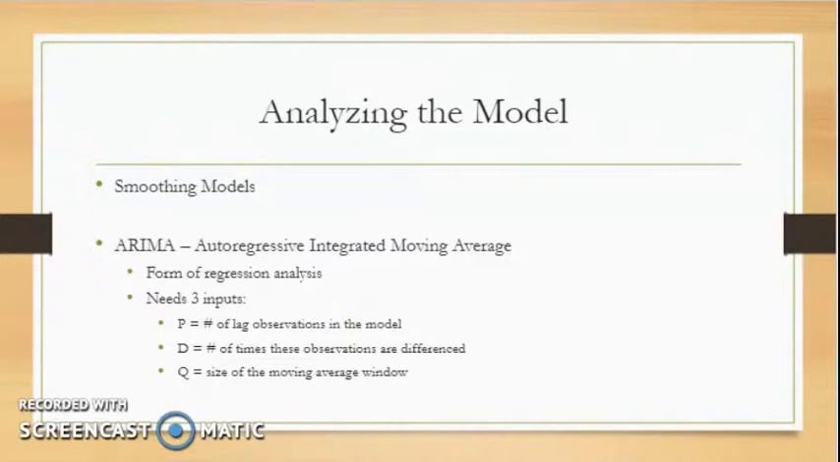Hi, this is Joey Goliardi, and as Gina said before, there are many smoothing models that we can use for time series forecasting. However, we can also use ARIMA methods, which is autoregressive integrated moving average. Basically, this method is a form of regression analysis, and we need 3 inputs that include P, D, and Q. P is the number of lag observations in the model. D is the number of times these observations are differenced, and Q is the size of the moving average window.